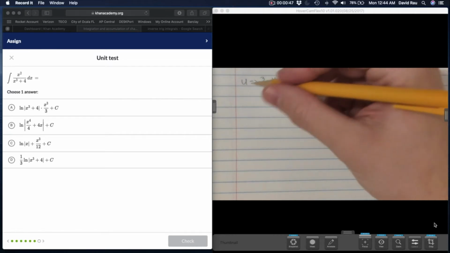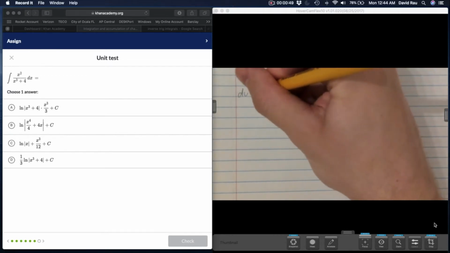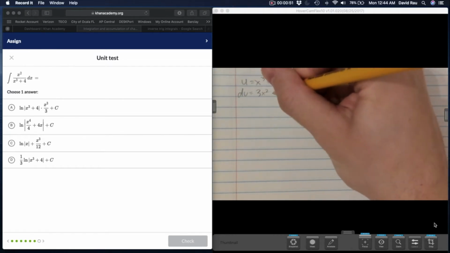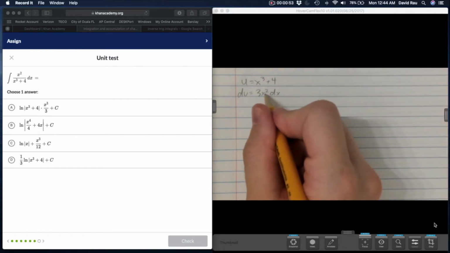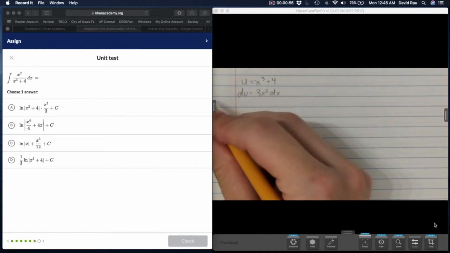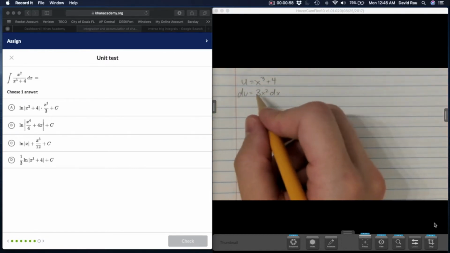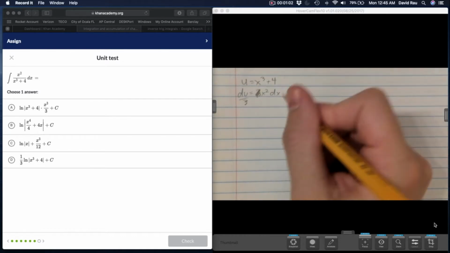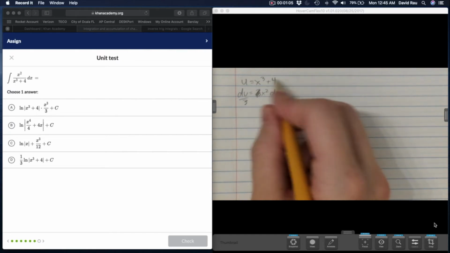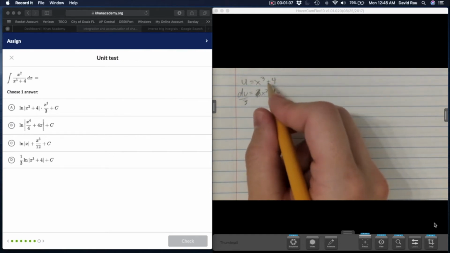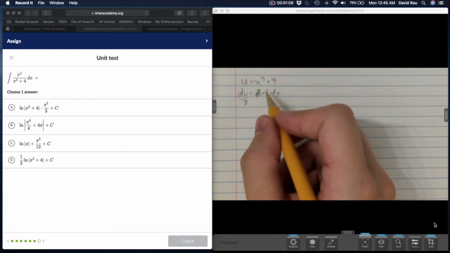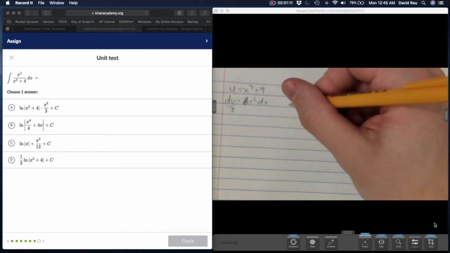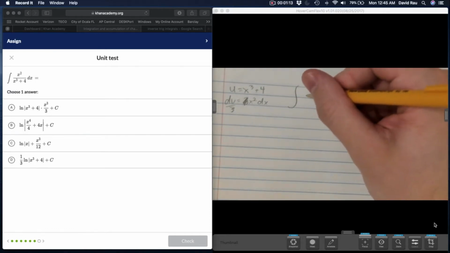But the idea is, if this is u and I derive u, I would get 3x squared, which is a form of, it just has a different coefficient, what I have in the numerator. In the numerator there is no 3, so just divide by 3. There. Now I have exactly what I have in the function. I see x cubed plus 4 in one part of the function, and I see x squared dx in the other part of the function, so I can replace them with what I have right here.